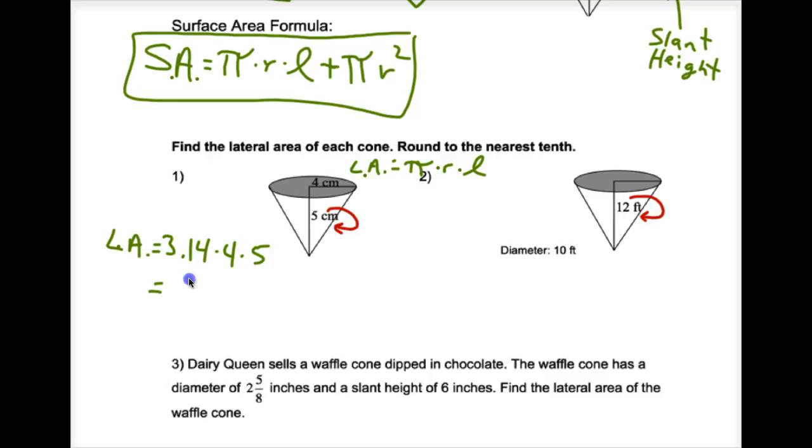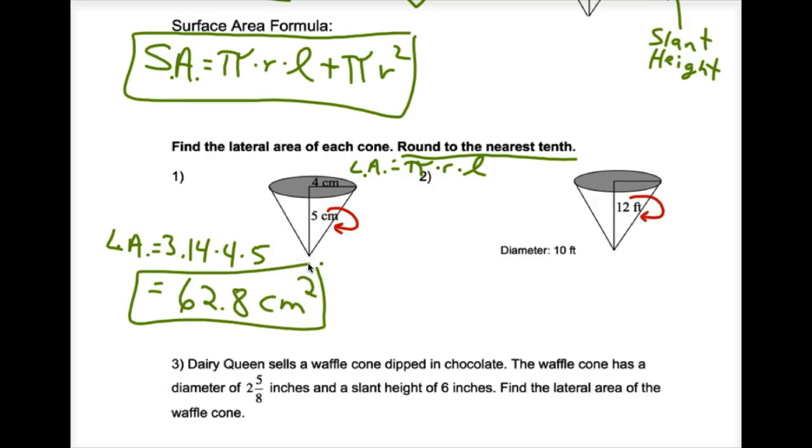62.8. Everybody practice rounding to the nearest tenth. That's what the directions say to do, round to the nearest tenth. And then how would you label, Antonio, the lateral area? Centimeters squared, very good. Everybody get that? I did take off, guys, on the quiz, and I'll take off on the test Thursday if you don't label things correctly.